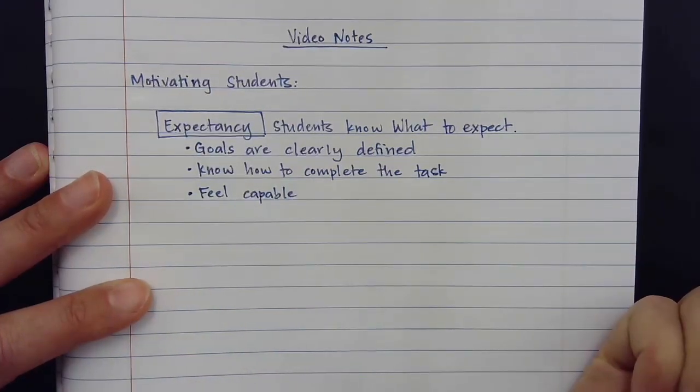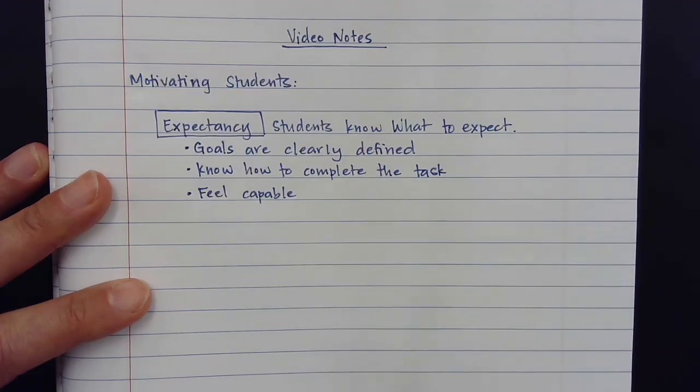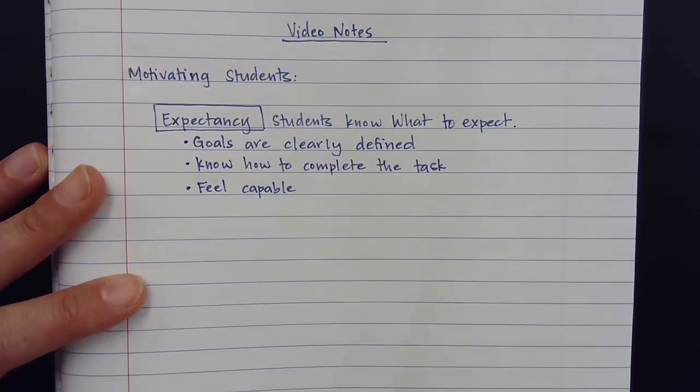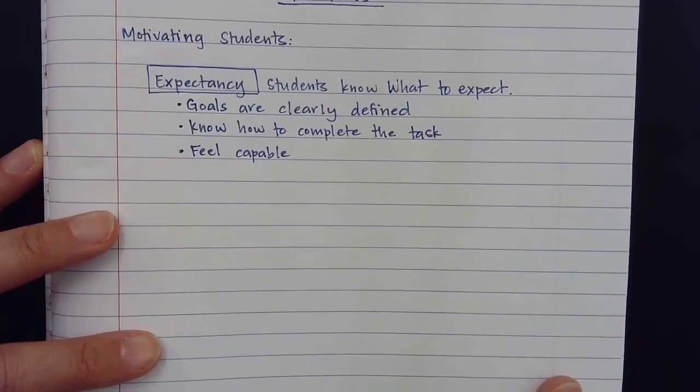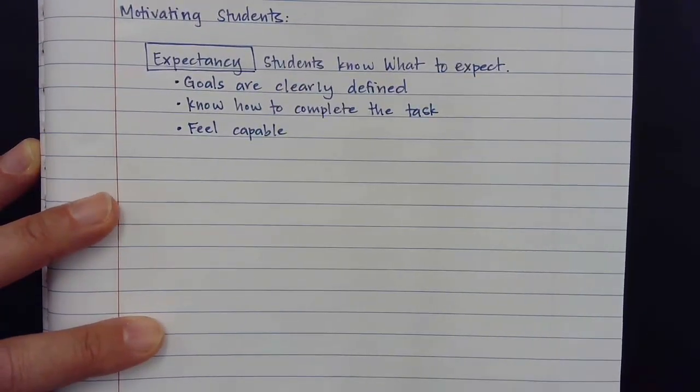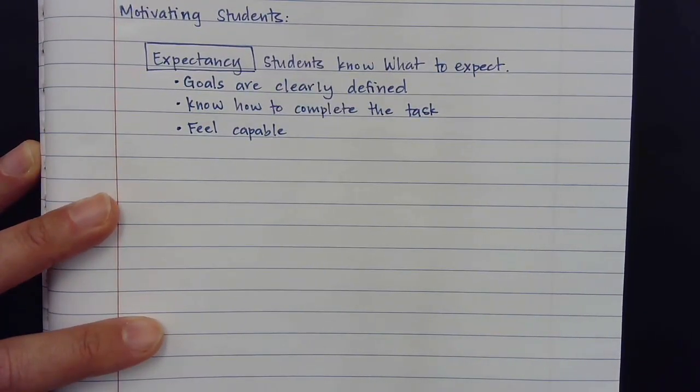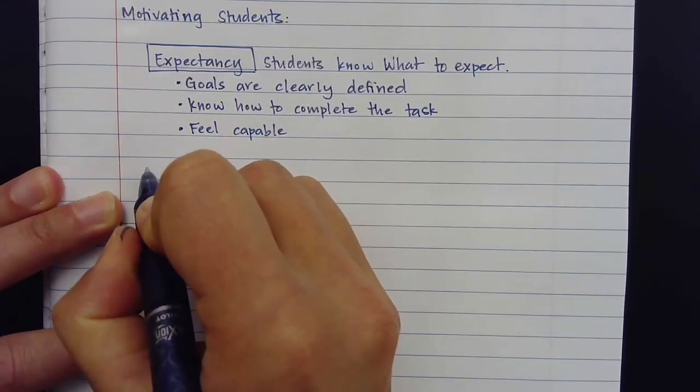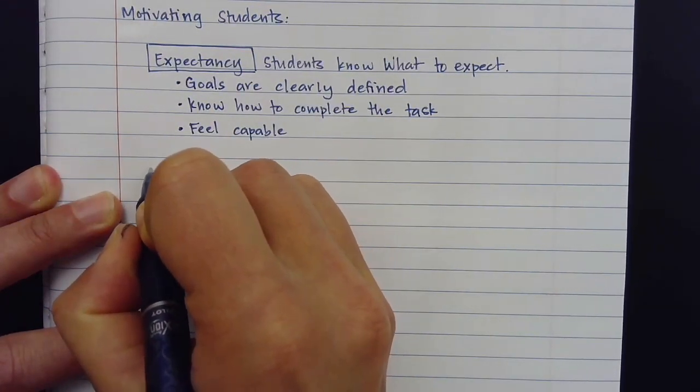They feel capable of completing the task because they know what to do, they've done it before, and this becomes routine in the classroom. So they're going to have high expectancy, they're going to know what to expect, and they're going to feel really comfortable being able to do what is expected of them. This helps them engage in the activity, it helps motivate them. The next part of the model is value.